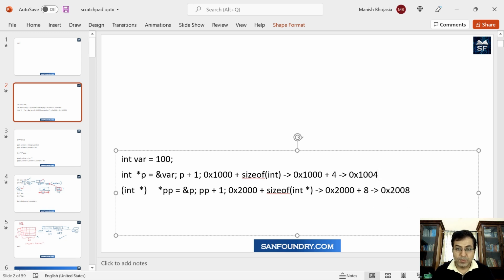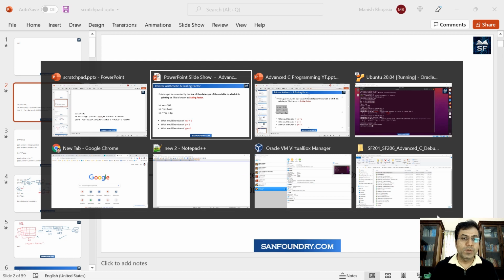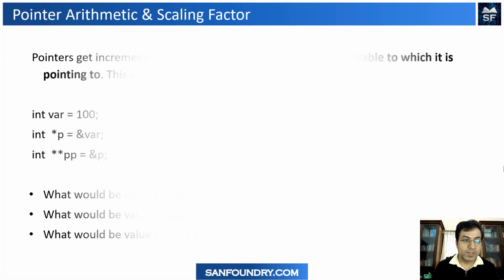So I hope I made some of these things clear at this point of time. Okay, so scaling factor is nothing but the size of the data type where the pointer is pointing to, and that's where the increment or decrement comes into effect in terms of pointer operations. We will cover something more now. Okay, so this is clear in terms of scaling factor.